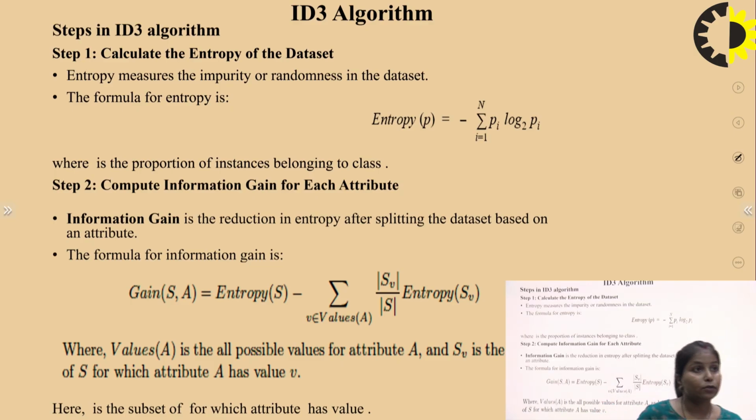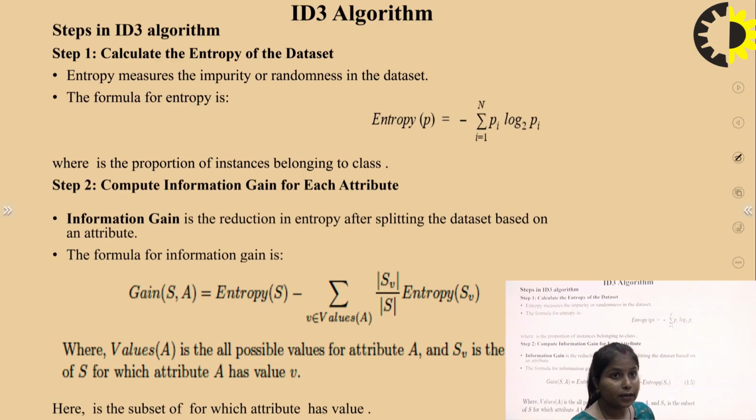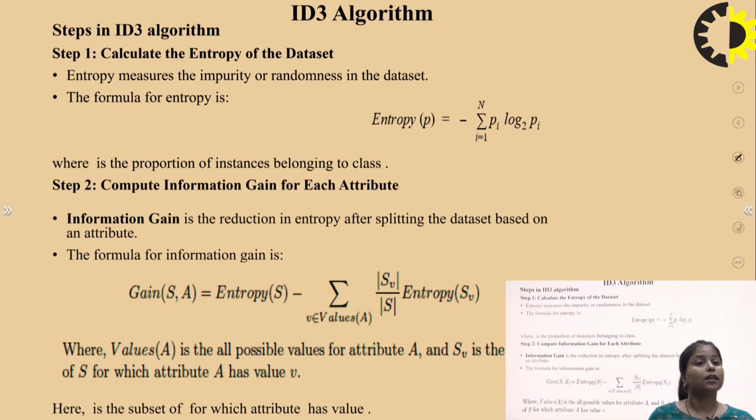First, we calculate the entropy of the data set. So what is entropy? Entropy is the impurity or randomness in the data set. The formula of entropy is: Entropy(S) equals minus summation of i equal to 1 to n of p(i) log2 p(i), where p(i) is the proportion of instances belonging to the class.